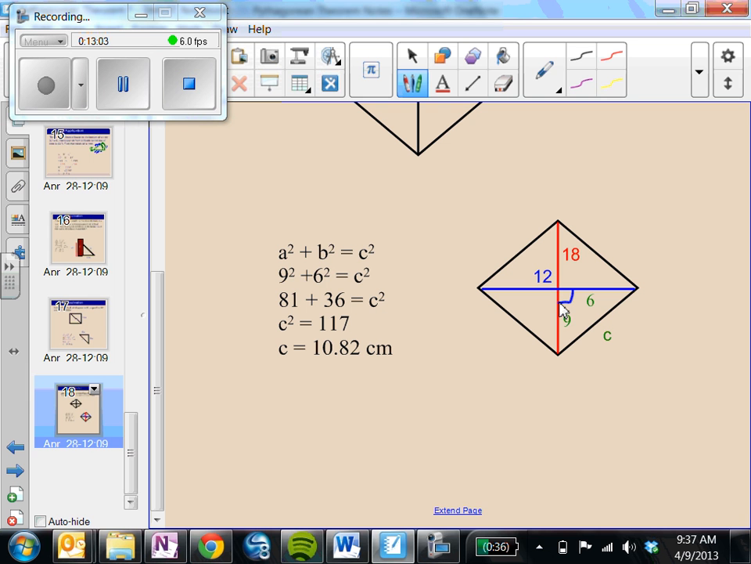So we have a length of 9 and 6 forming our right angle, and we're looking for the hypotenuse, which is one of the sides. So we substitute 6 and 9 into our formula. We get 81 plus 36 equals c squared. Take the square root of both sides, and c equals 10.82 centimeters. So that's how we solve for the length of one side of our rhombus.